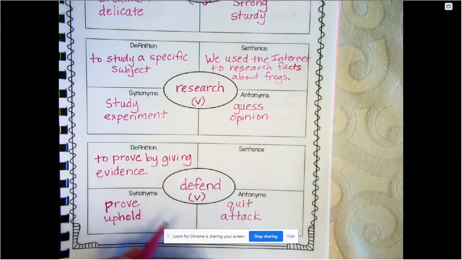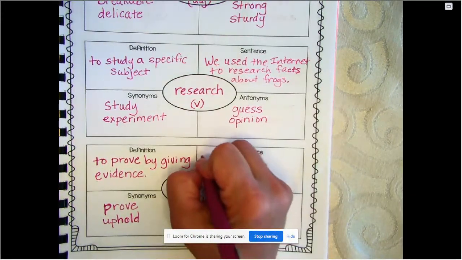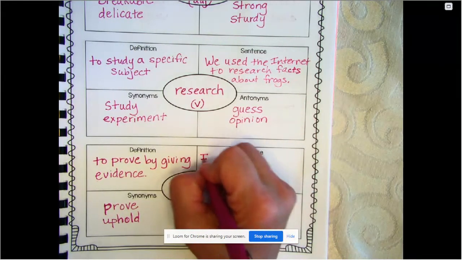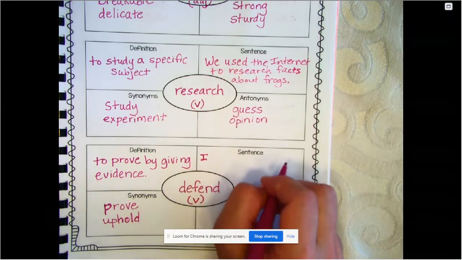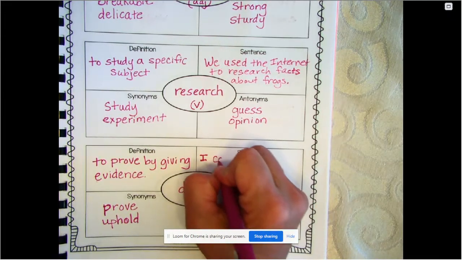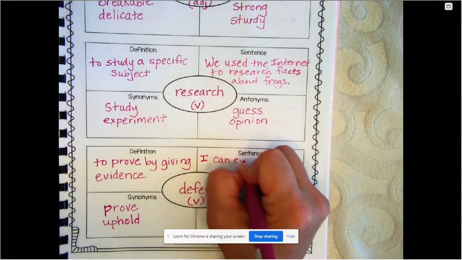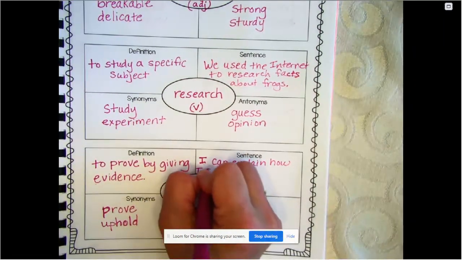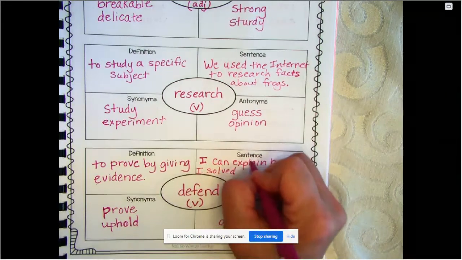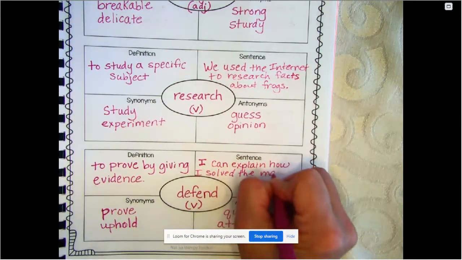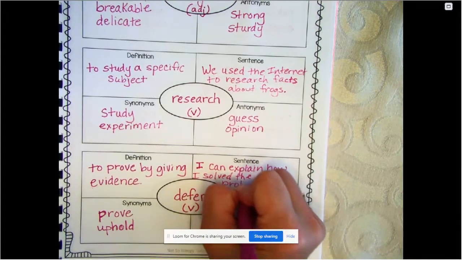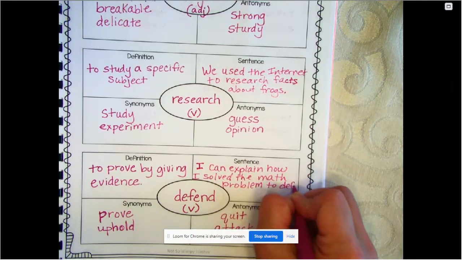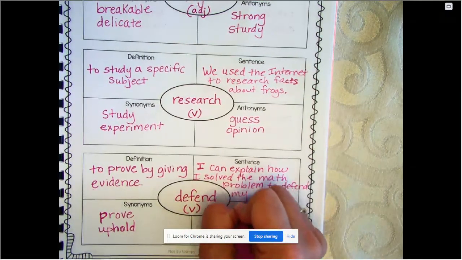So to defend means to prove by giving evidence. So a lot of times when we're doing our math, we're going to be providing evidence or defending our answer to show why we think the answer is what we've given. So I can explain how I solved the math problem to defend my answer.